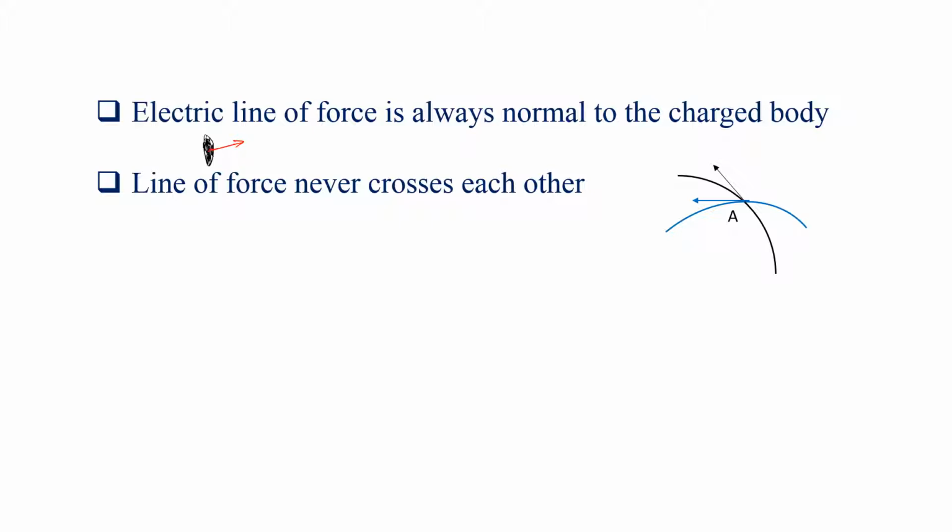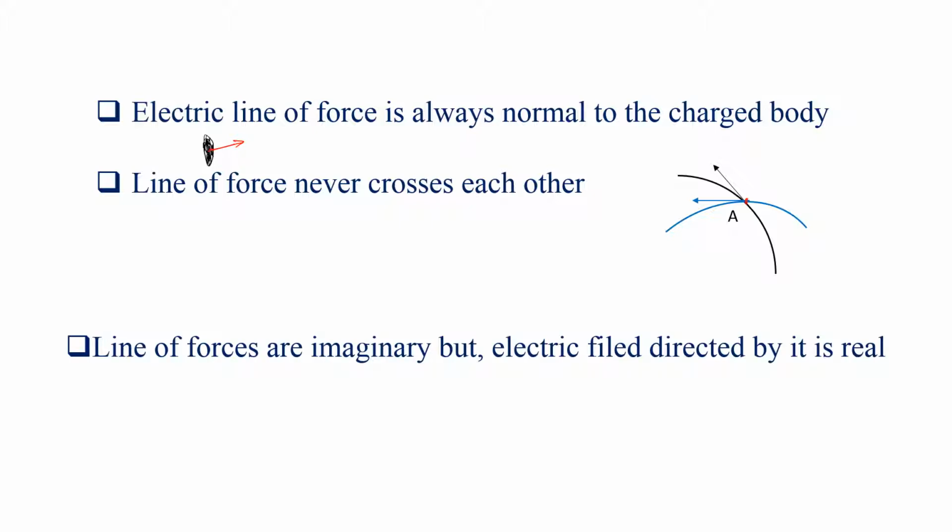So what happens if they cross each other? Suppose I have two lines of force indicated by the black one and the blue one, and they cross each other at point A, at this point. So at this point there are two directions. That means I can draw two tangents from this point A, one to the black curve and one to the blue curve, and as a result there will be two directions of the electric field. But at a point there can be only one direction of electric field, nothing more than that. So in this case there will be two directions of the same electric field, one by the black straight line and another by the blue straight line. That is why electric lines of force never cross each other.